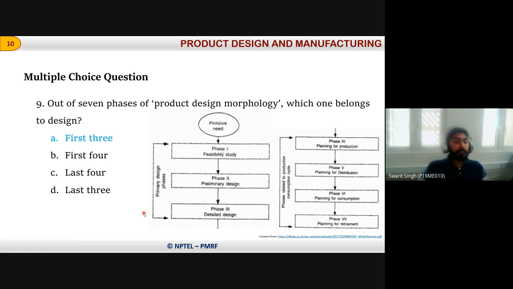So the answer for this question is yes. The first three phases in product design morphology belong to the design phases.